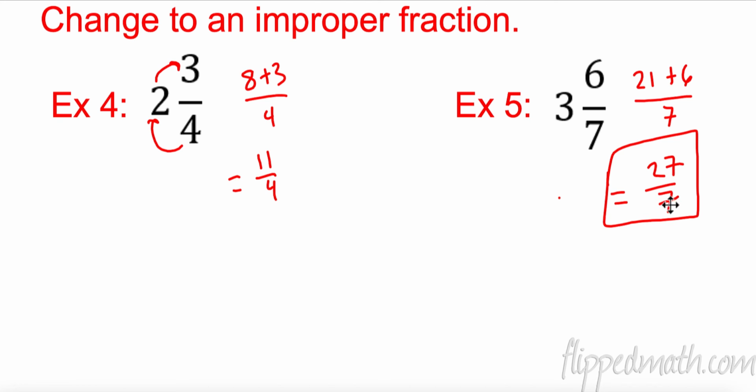All right, I got 27 over 7. Let's see what I did. 7 times 3 is 21. Then I add the numerator of 6.